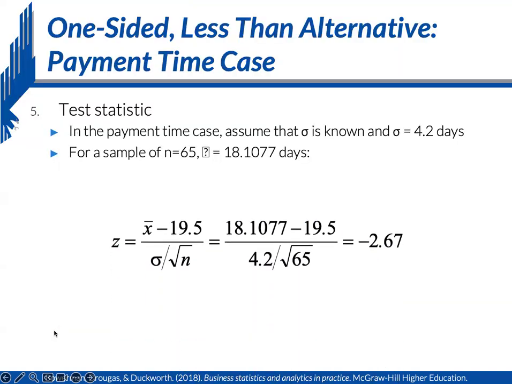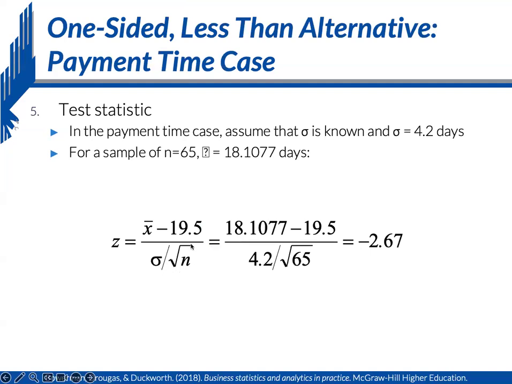In the payment time case, the test statistic is again computed using the same formula. Here, the sample mean is 18.1077. Mu naught, the constant in the hypothesis, is 19.5. Sigma, which is known, is 4.2. And the sample size is 65.